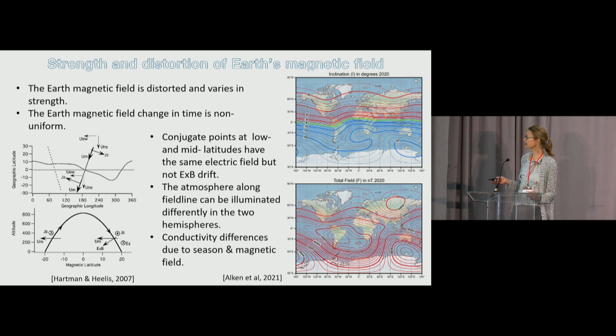And as indicated here, you can also have different influences from the neutral wind. If you have a declination of a field line in one direction, it can push the plasma up. But if it goes in the other direction, it can push the plasma actually down. And the same is true with the inclination and mainly the meridional wind. And you can also have different illuminations at different foot points or along the field line in the two hemispheres.